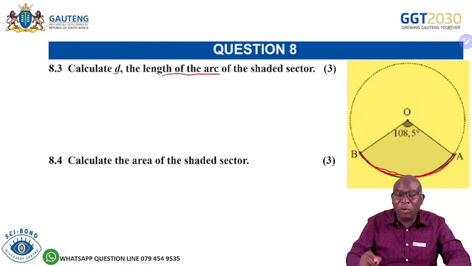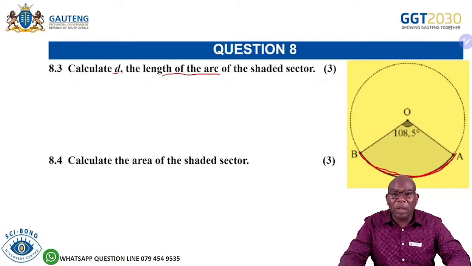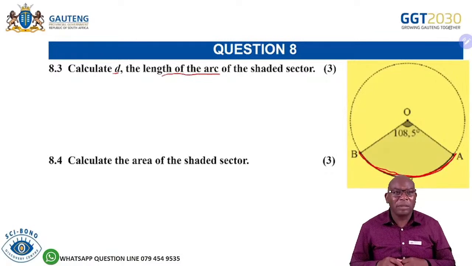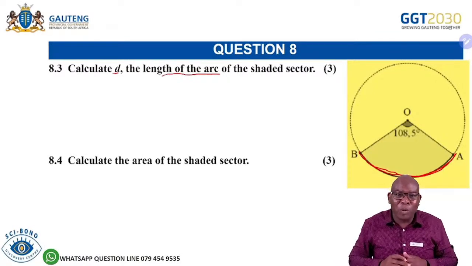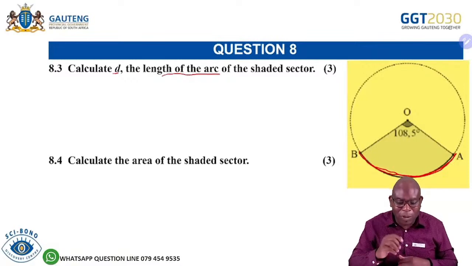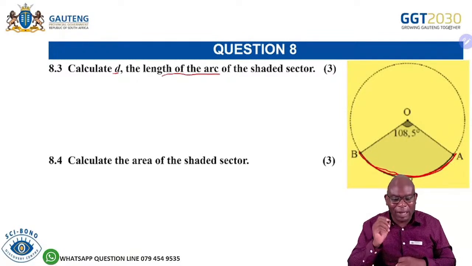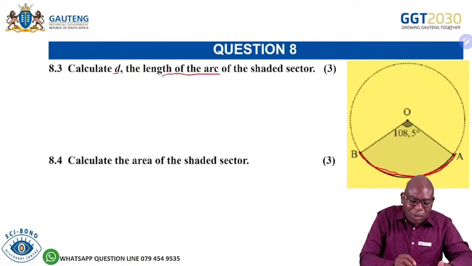You go straight to your formula sheet. You look there in the middle of the formula sheet. I'm even directing you where to go. You're going to get this formula. It will be written length, arc length, and it will start with S. S equals R multiplied by theta. The theta here is in radians.